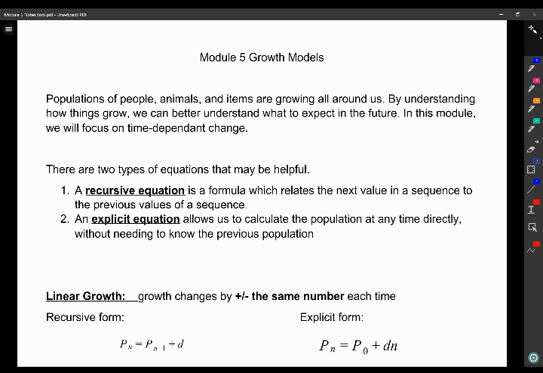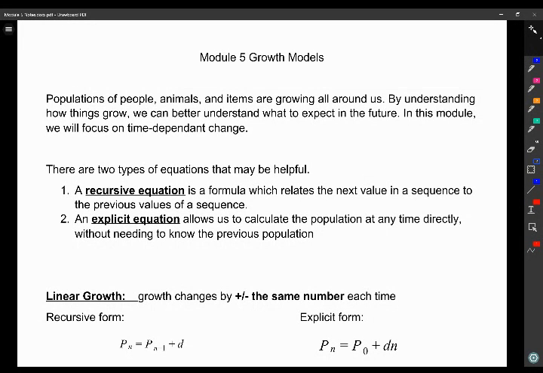So Module 5 is on growth models, and growth models is something that you guys worked on in secondary 1 when you were looking at the difference between linear functions and exponential functions. And that's basically what we're going to do here. So it just talks about populations of people, animals, and items are all growing around us, and we have to understand how they grow in order to understand what to expect in the future.